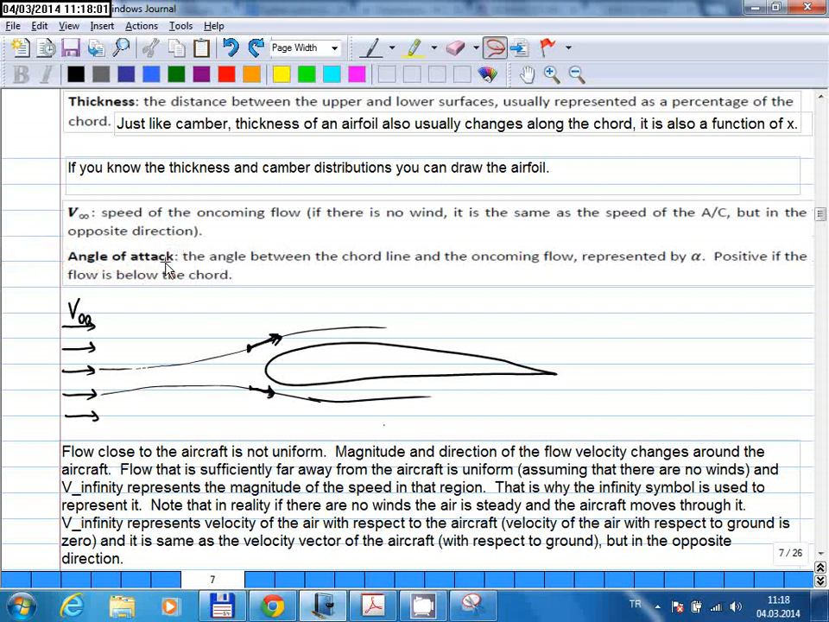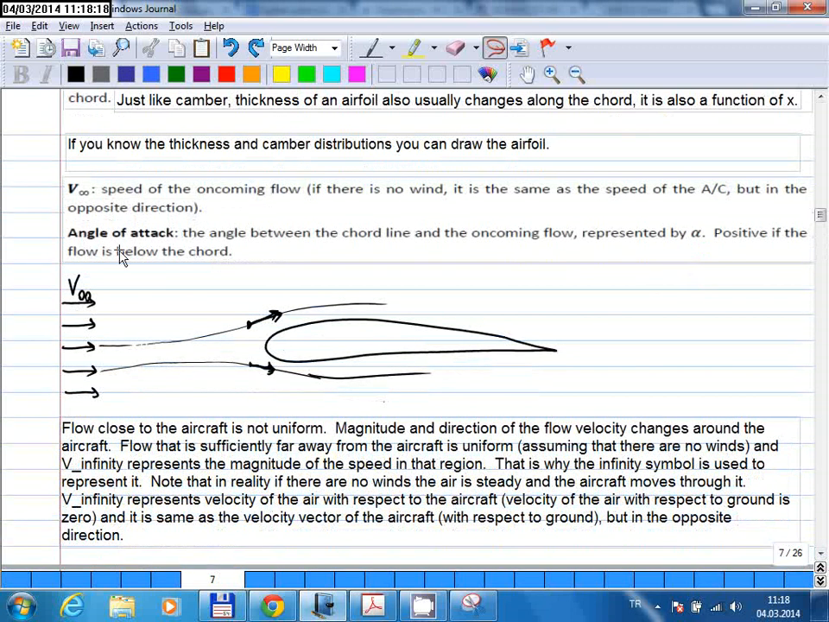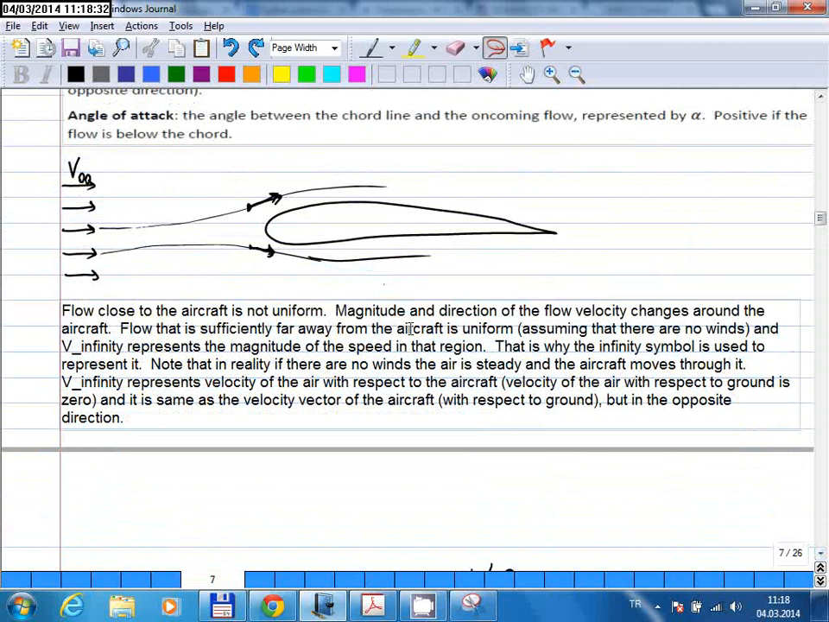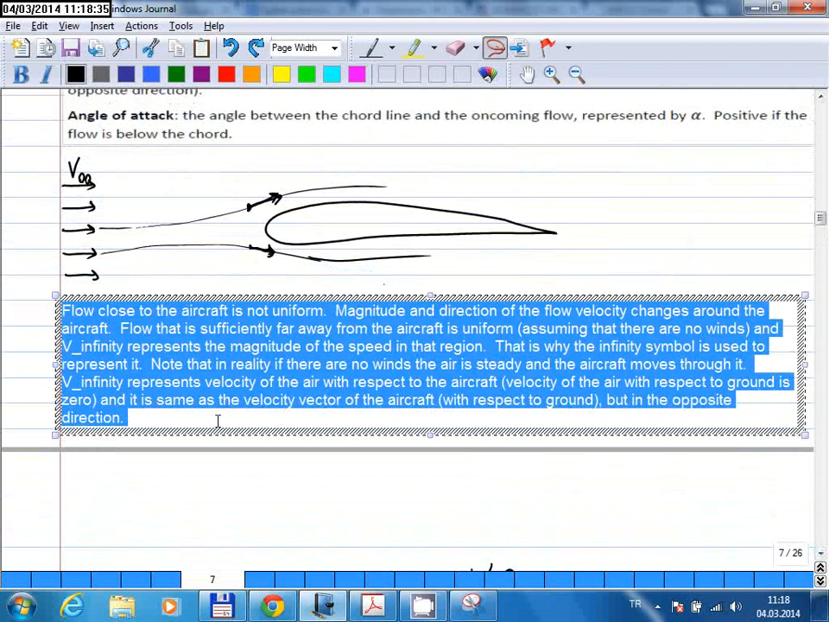So anyway, the angle of attack is defined as the angle between the chord line and the free stream flow. The Greek letter alpha is used to represent angle of attack, and it is positive if the flow is coming below the chord line. So I guess I already talked about this part here.